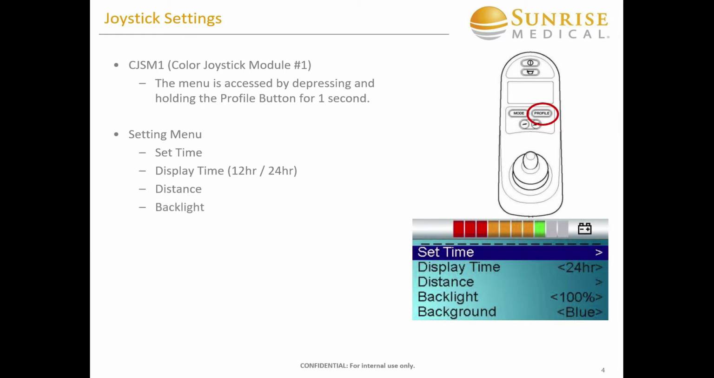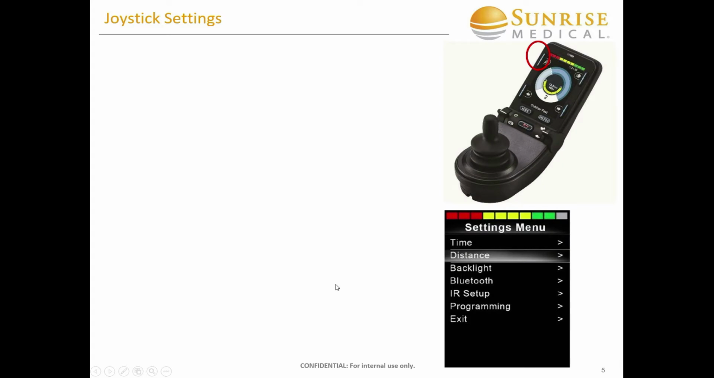That you can change. You can change the amount of backlight, how bright the LCD is. You can change it from blue to white. So if you have a contrast issue, or if you're outdoors and you want it to be brighter, you change it to the white background and you can see it much better outside.